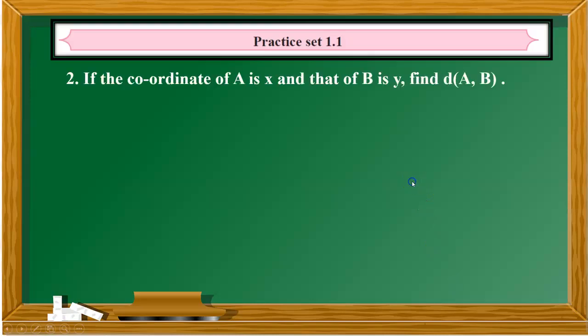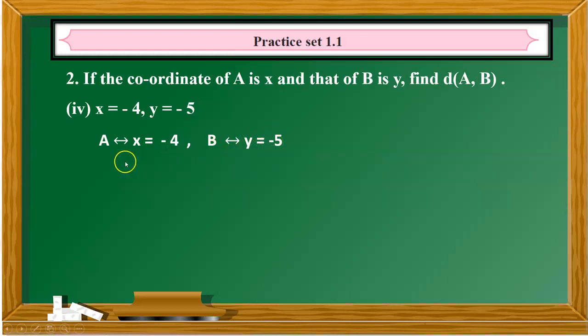Again, it's from practice set 1.1, the second sub question. The second sub question says, if the coordinate of A is x and that of B is y, find distance between A and B. The steps here are the same. Only in this question you have the value. I am taking the fourth sum. In this, x is equal to minus 4 and y is equal to minus 5. The steps are almost similar, children. That is, coordinate of A is x, which is equal to minus 4. Coordinate of B is y, equal to minus 5.